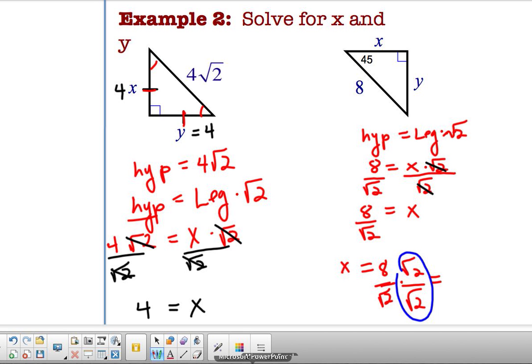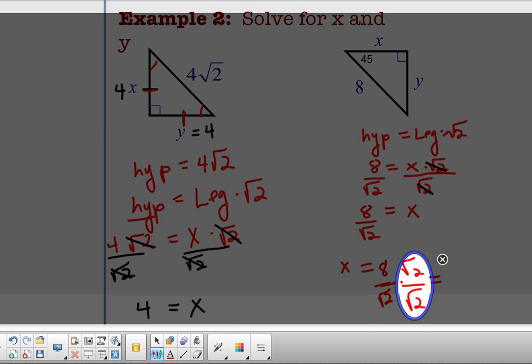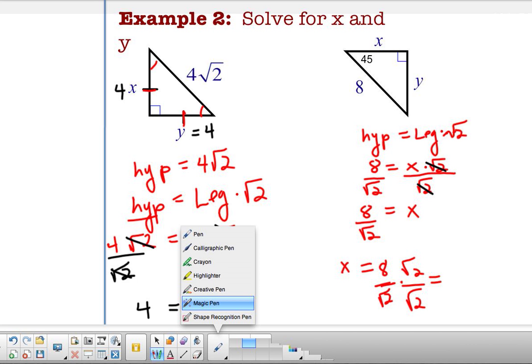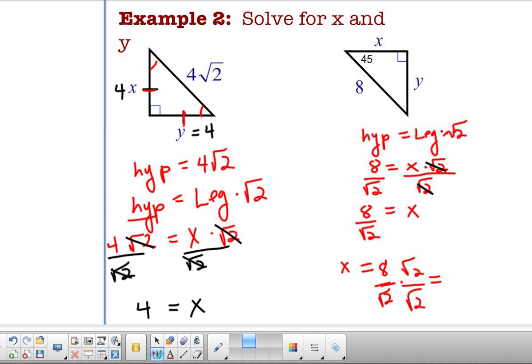So since I'm dividing by the square root of 2, root 2 is in the denominator, I'm going to use a technique where I multiply on top and bottom by that same square root. So I'm multiplying by root 2 over root 2. See right here? Root 2 divided by root 2 is equal to 1. So I'm not really multiplying by anything that's going to change the value. I'm just multiplying by a special form of 1. Now watch what happens when I do that.